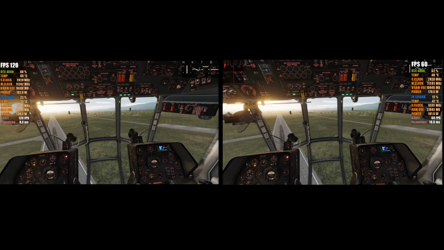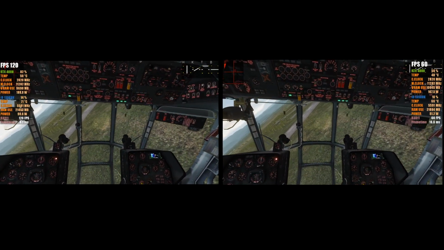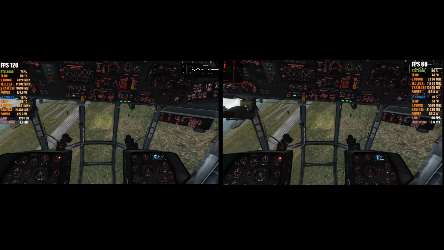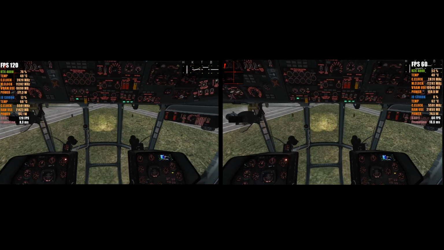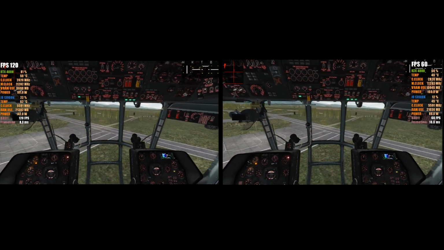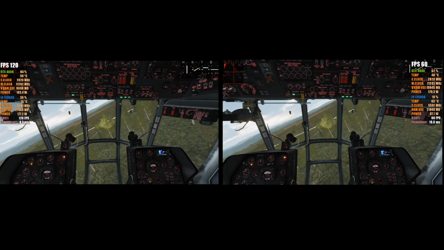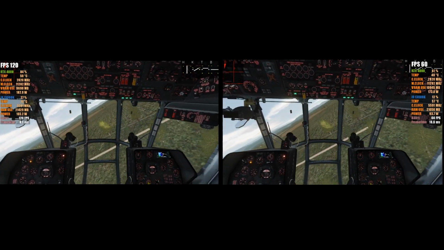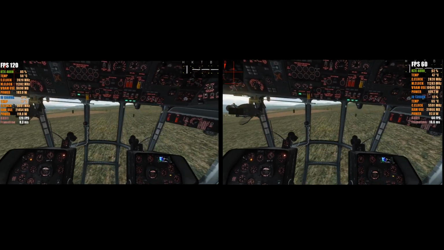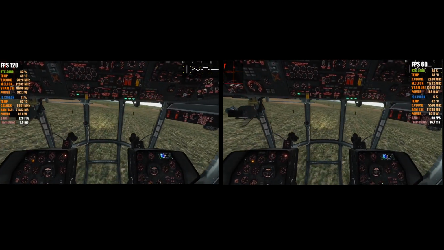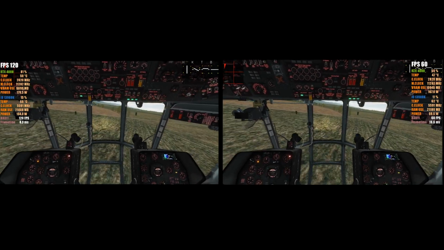Is there a difference? On the left we can see the 120 Hertz, 120 frames per second, VSync on, and on the right 60. Well, let me tell you straight away. In the sim, without it being recorded, you can notice a difference at 120 frames per second, 120 Hertz, i.e. with VSync on. Absolutely you can, and it is better than 60.